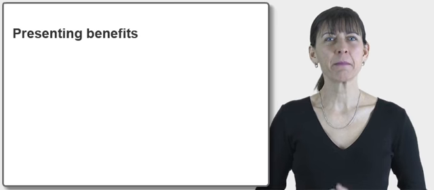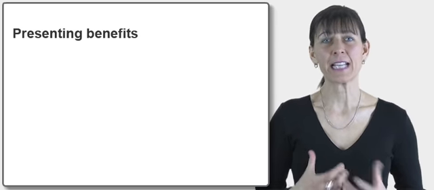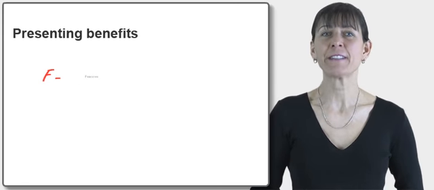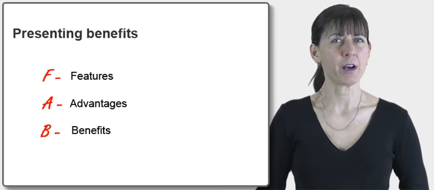Presenting benefits. The most important thing to remember about presenting benefits is the acronym FAB. No, it's not the Thunderbirds, but it is features, advantages and benefits. So let's explain what they are first of all.